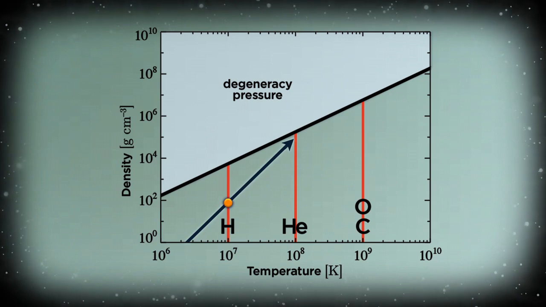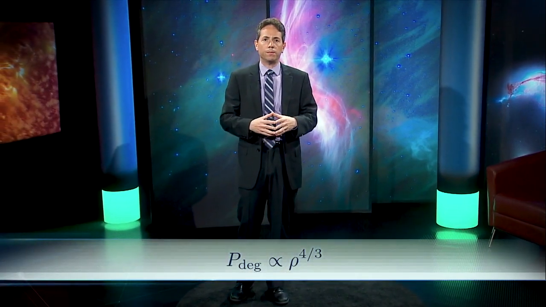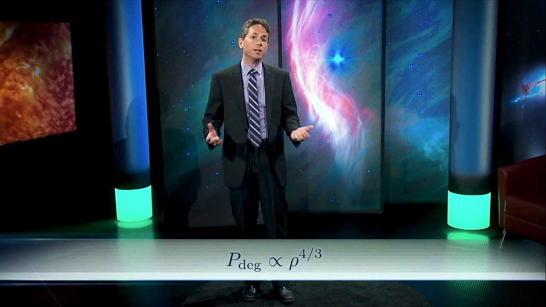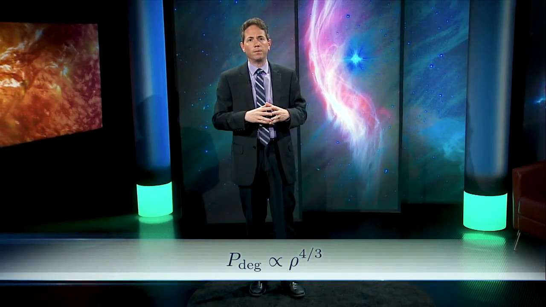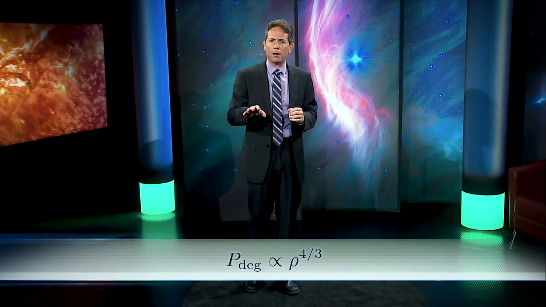But wait, we forgot something again. Last time we learned that degeneracy pressure doesn't always go like rho to the 5/3. When the density approaches that critical density of several million grams per cubic centimeter, the pressure starts growing like rho to the 4/3. The change in behavior is because the electrons are squeezed so tight they're moving close to the speed of light. So we need to modify the boundary line.